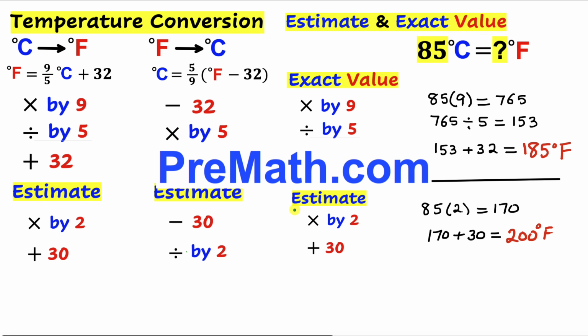And now we are going to calculate the estimate. At first we multiplied 85 by 2. We got 170. And finally we have added 30 to it. We got 200 degrees Fahrenheit. And that's our final answer.